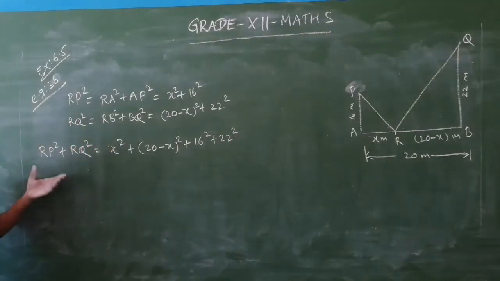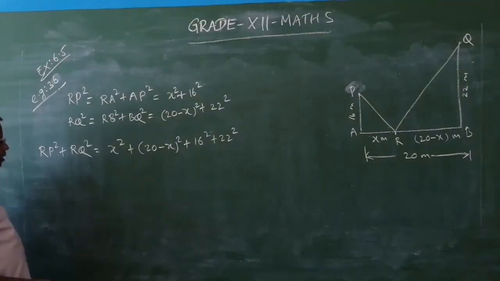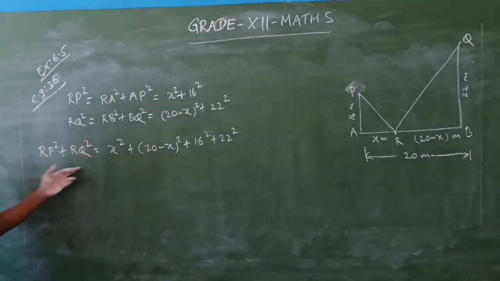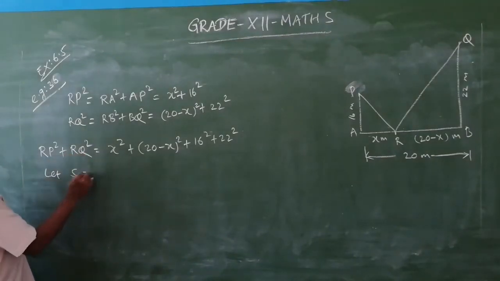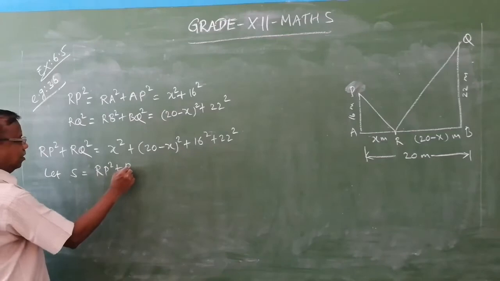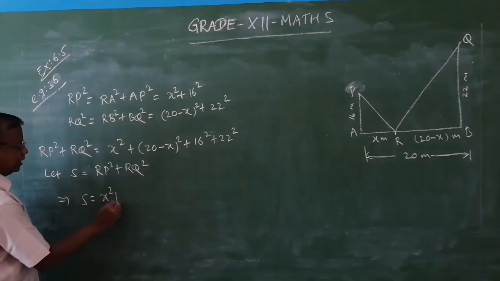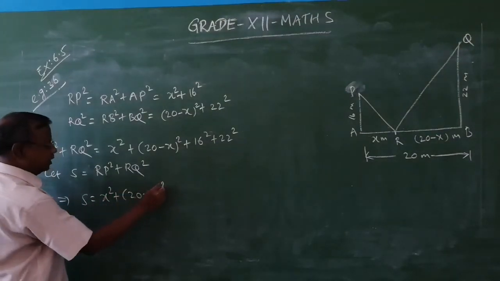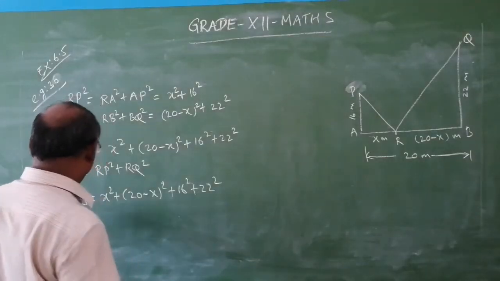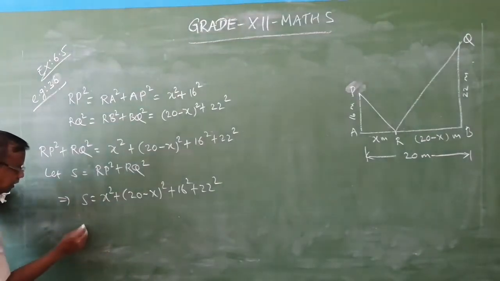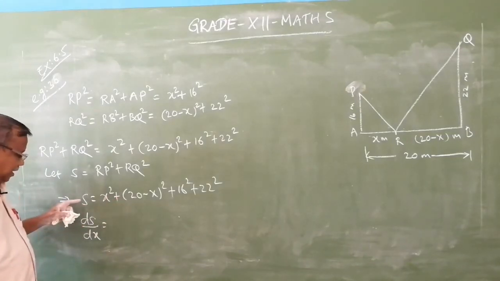So we have to show that RP square plus RQ square is a minimum. So we need to differentiate. But before the differentiation, let us assume a single variable for this. Let S be the sum of the distances, S equal to RP square plus RQ square. So we can express S equal to x square plus (20 minus x) the whole square plus 16 square plus 22 square. Now differentiating S, because S is a function in x, we are differentiating S with respect to x.